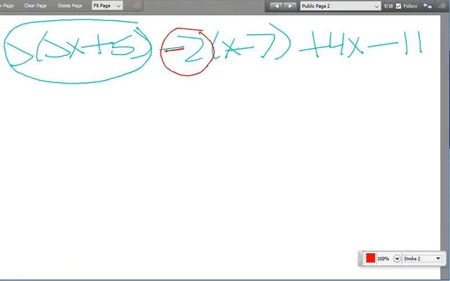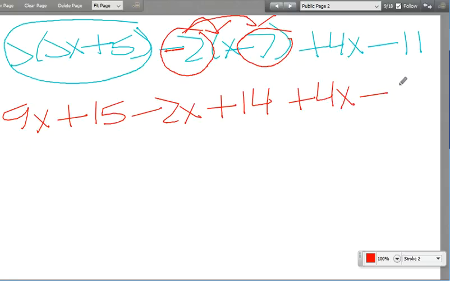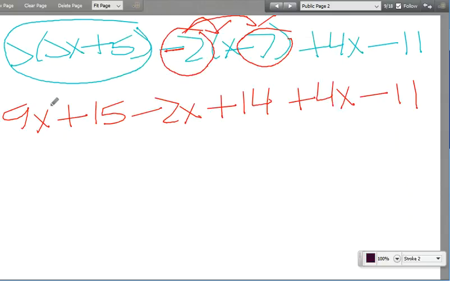Okay, so 3 times 3x would be 9x. 3 times 5 is 15. And then we have negative 2 times x, which is negative 2x. Negative 2 times this negative 7 would be positive 14. And then we have plus 4x minus 11. Once we've distributed, now we can combine like terms.